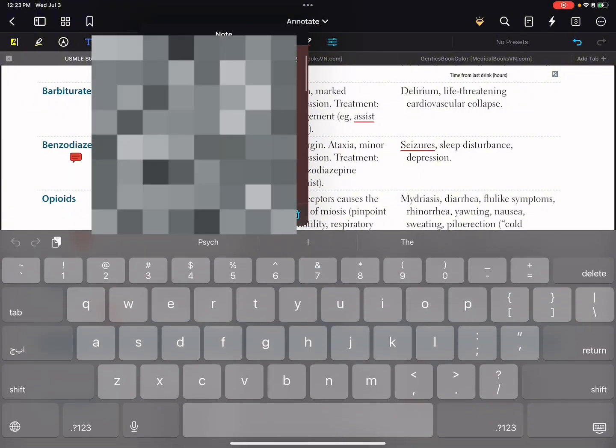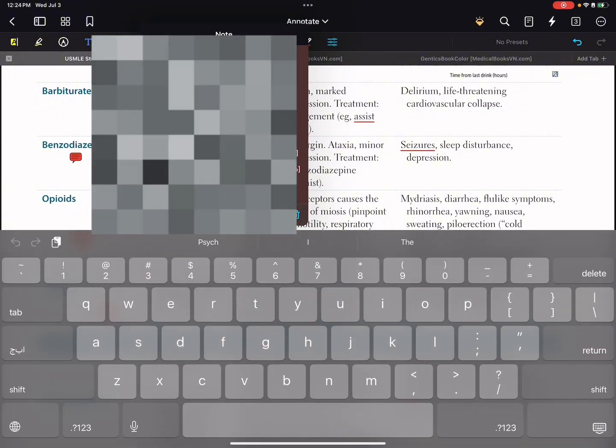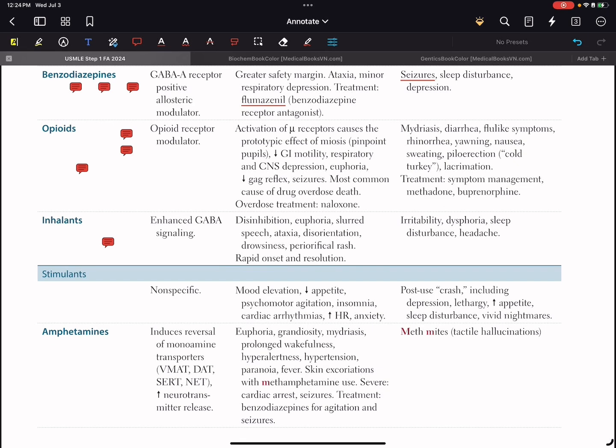Mechanism of action of the medications she received. Diagnosed with panic disorder. Mechanism of action of benzodiazepine: binds allosterically to GABA receptors. Opioid receptor modulator. Opioid intoxication will be activation of the mu receptor.